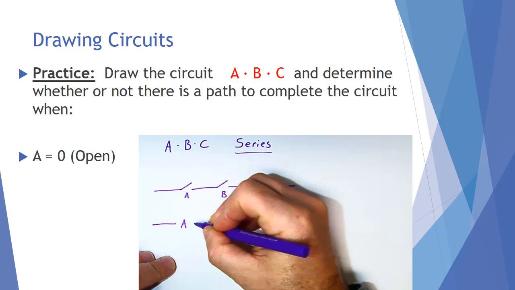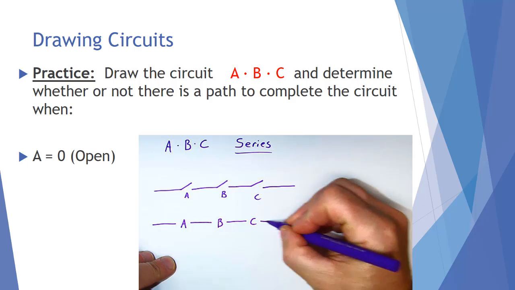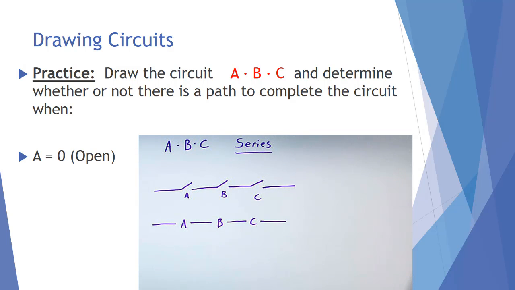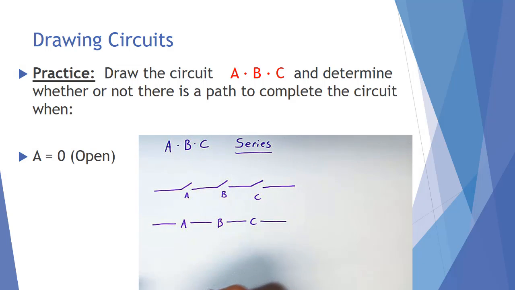Now we can also represent that by leaving off the toggle flap part of the switch and just put ABC, and that's a simpler representation. There it is. That is A times B times C.